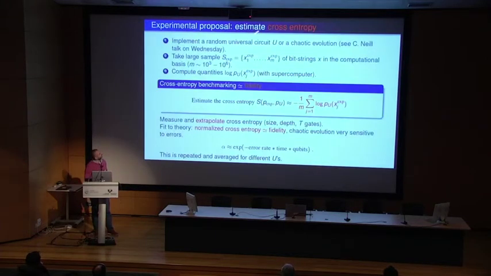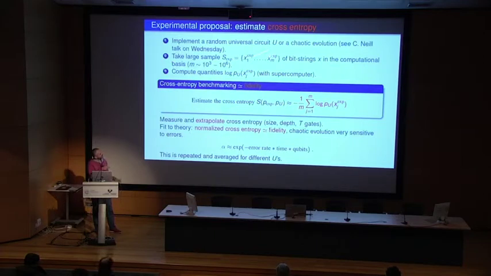So the proposal, to check that your quantum computer or quantum simulation is working, and to get the system fidelity at longer times, is to estimate the cross entropy. So the first thing we want to do is, if you have a quantum computer, implement a random circuit, or if you have a simulator, implement some chaotic evolution or a non-regular Hamiltonian evolution, which is pretty general. And you can see Charles Neill's talk on Wednesday for an experimental realization of this proposal.